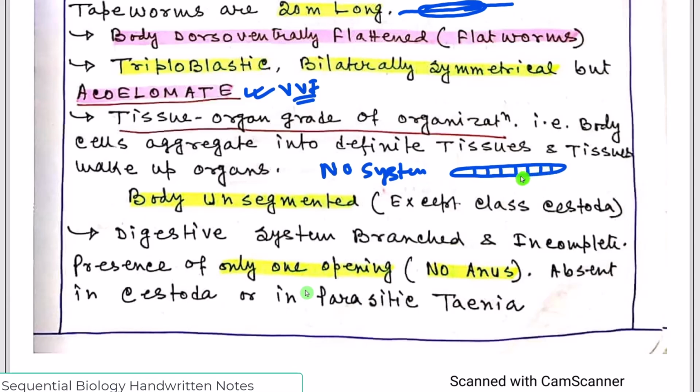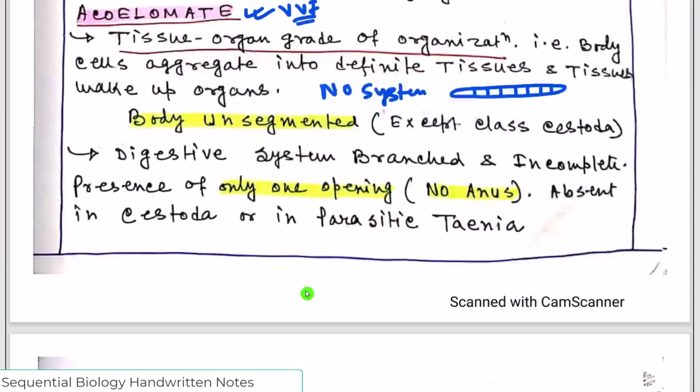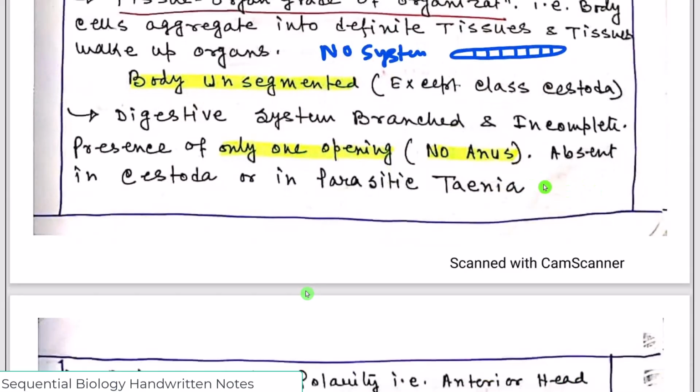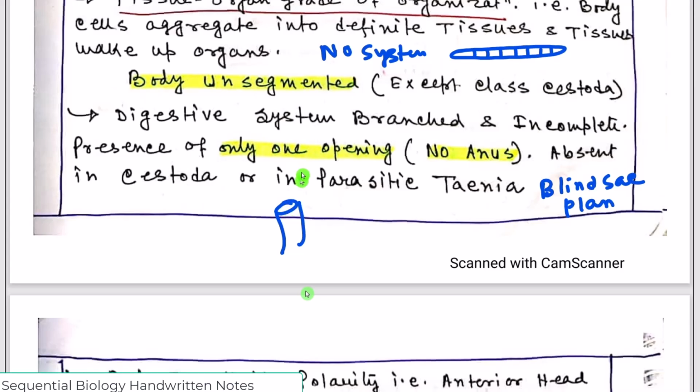The digestive system is branched and incomplete, so their body plan is known as a blind sac body plan. A blind sac body plan means the digestive system is incomplete and only a single opening is present. Their digestive system is branched and incomplete with only one opening serving as the mouth; no anus is present, and the digestive system is absent in Cestoda, the parasitic tapeworms.